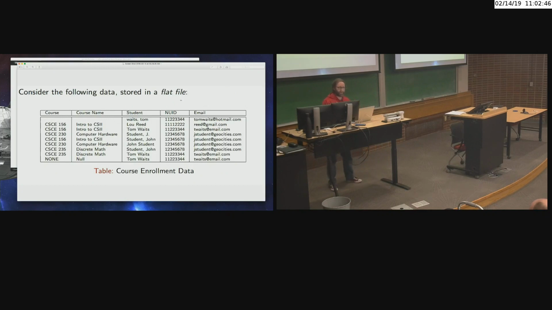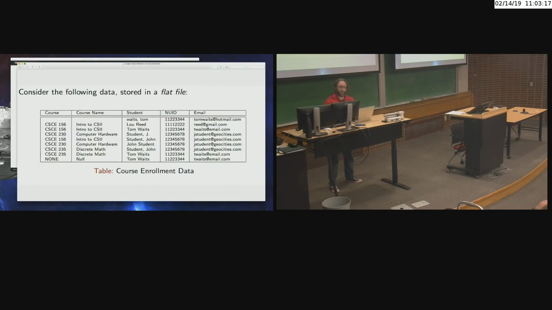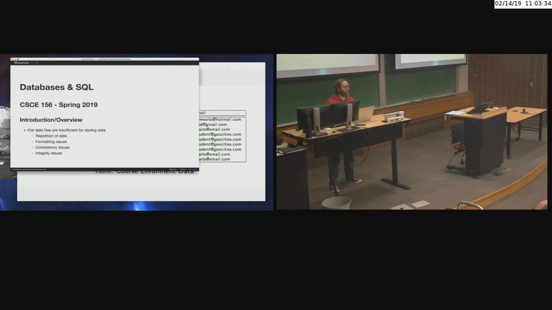So there are a lot of problems related to flat files, and a lot of other problems that may not necessarily be completely apparent right away. But we've already seen that there's repetition of data. There are formatting issues and consistency issues. You don't have a consistent way of representing data. There are integrity issues, right? How do I know that this Tom Waits right here is the same as this Tom Waits down here? Well, I can look at their NUID, but that's subject to the same issues. I could have a data entry error where I accidentally put in a 5. Records are not related to each other in a flat file.